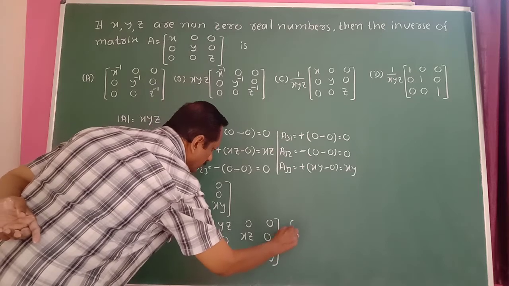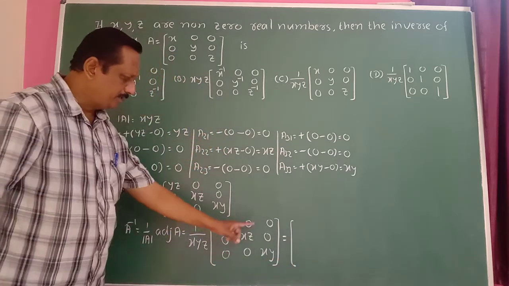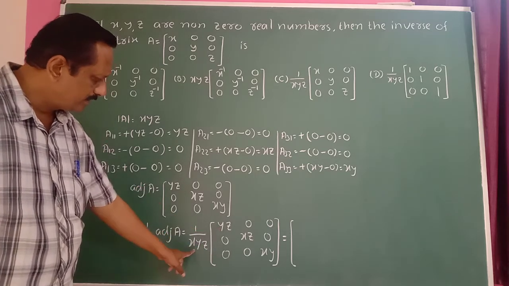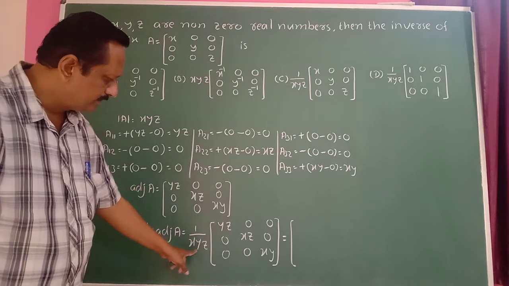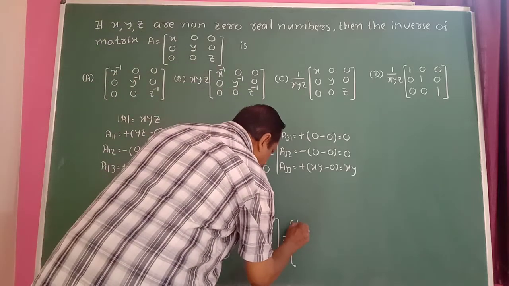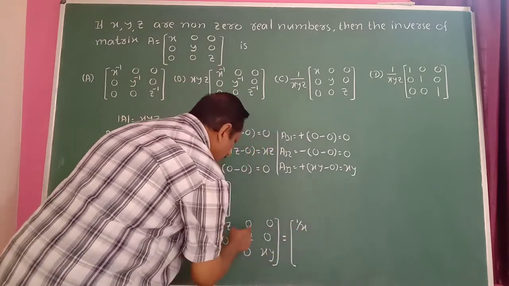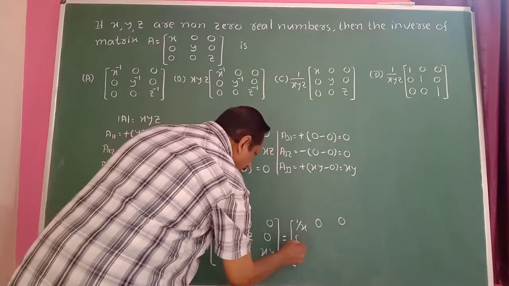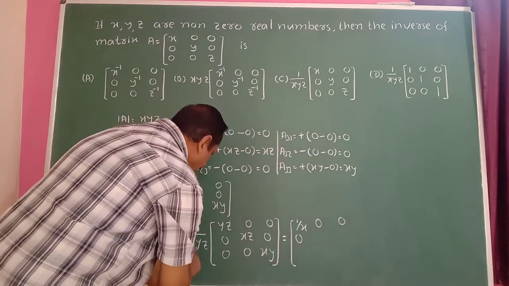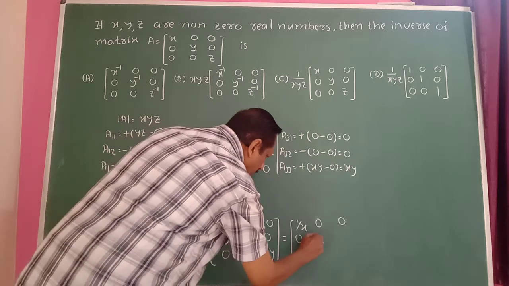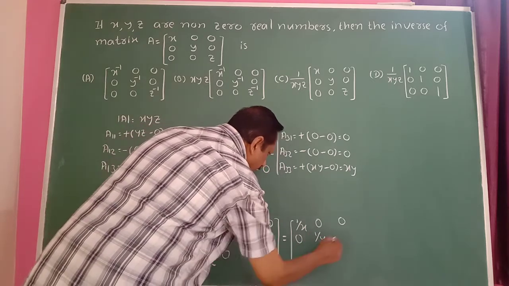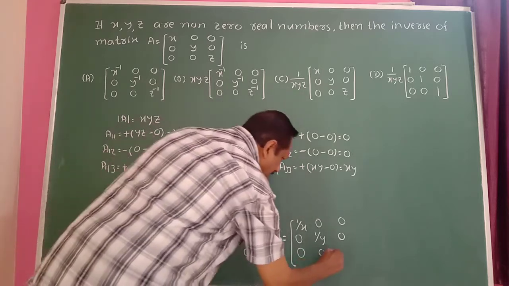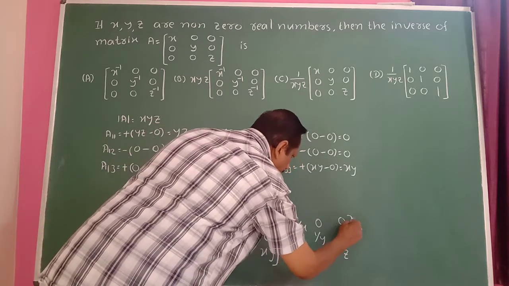Therefore, multiply each element by this one. So yz divided by xyz, yz cancels, remaining is 1 upon x here. This is 0, this is also 0, it becomes 0. xz divided by xz cancels, 1 upon y. This is 0. Similarly, xy cancels here, so it is 1 upon z.